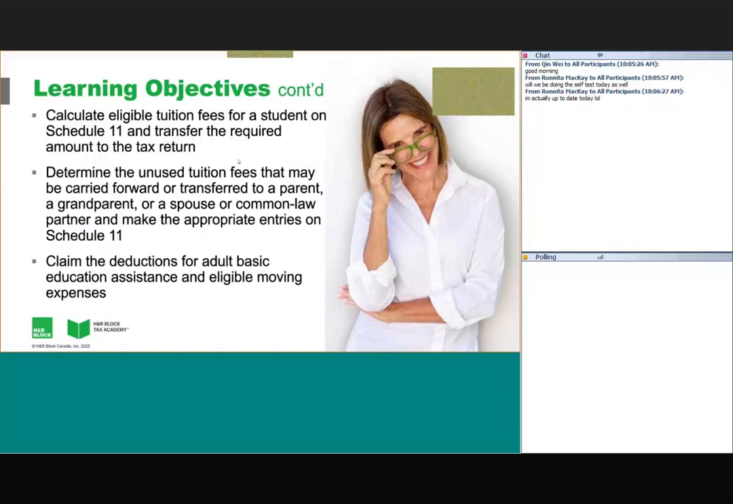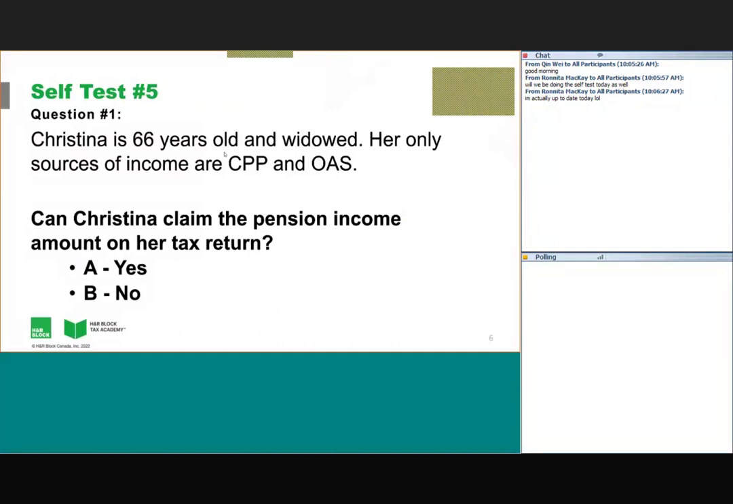We'll also determine the unused tuition fees that can be carried forward or transferred to a parent, a grandparent, or a spouse, and make the appropriate entries on Schedule 11. We'll also discuss the deduction for adult basic education assistance and eligible moving expenses. So we're going to do the first self-test.